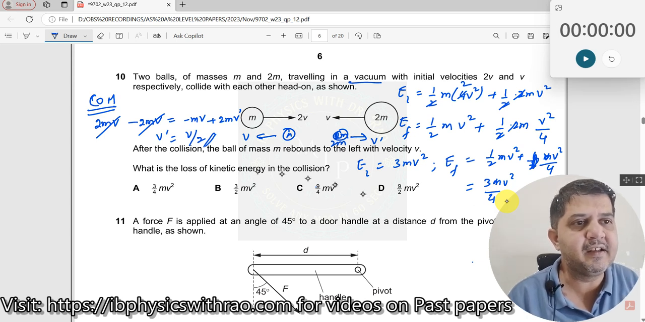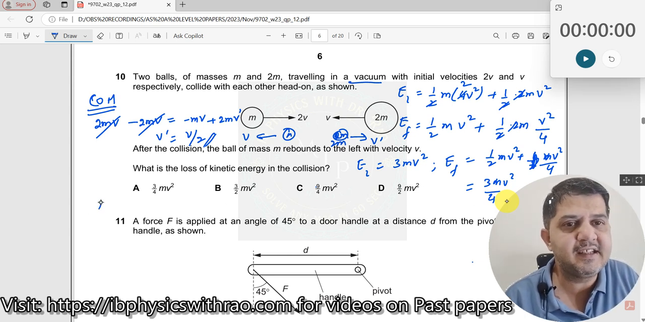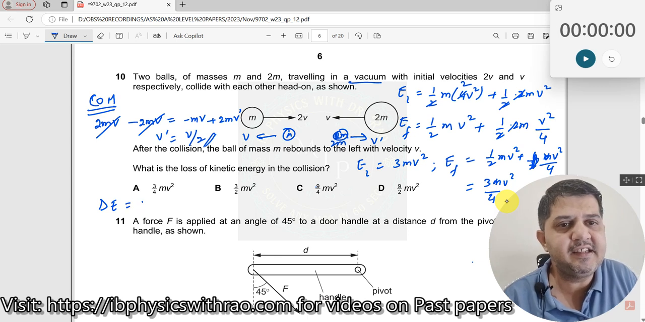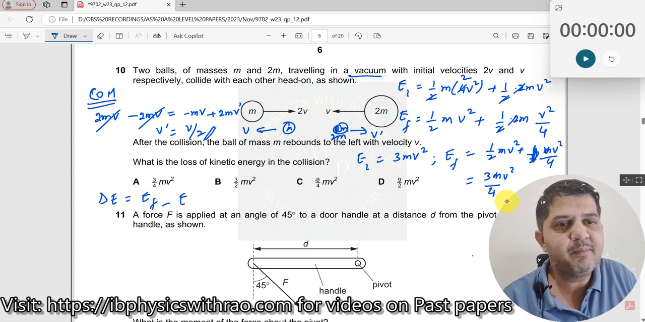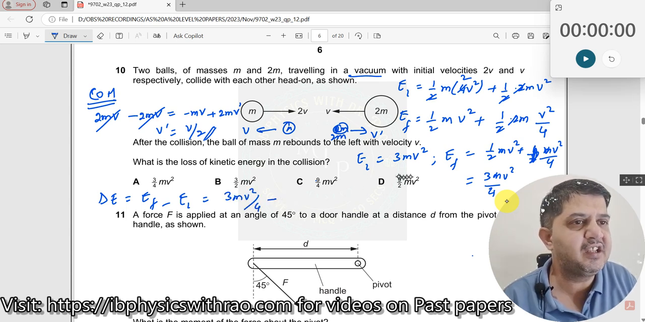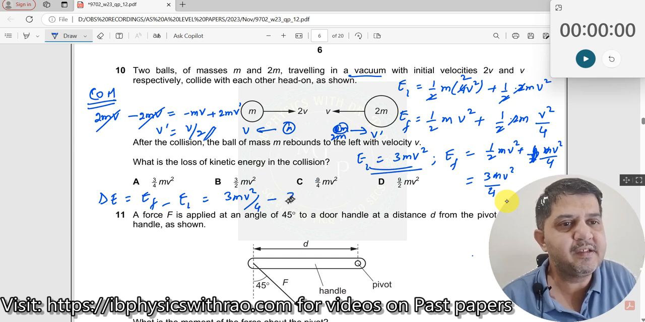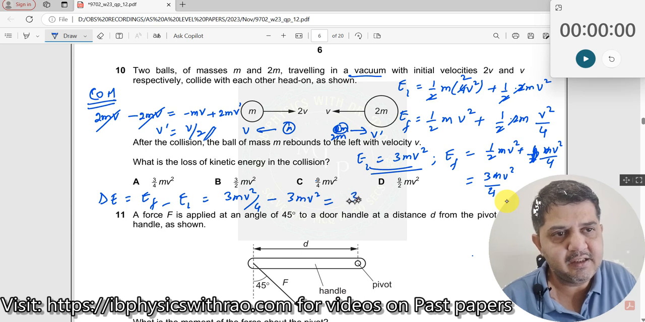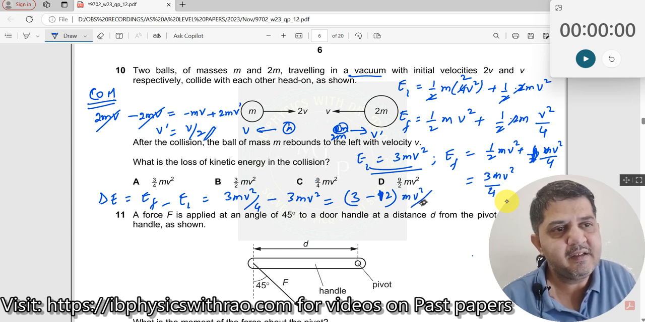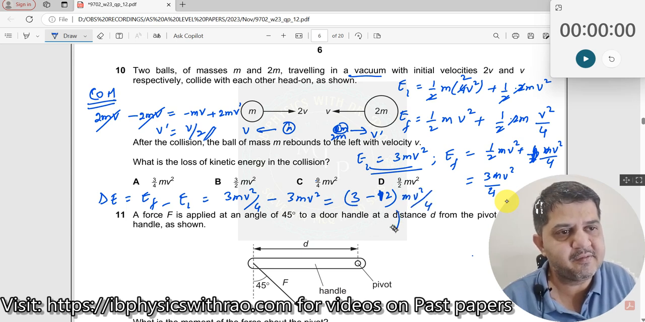Now what do I need? The loss in energy. Delta E is equal to E final minus E initial. That is 3 mv square divided by 4 minus E initial, which is 3 mv square, which is 12 mv square by 4. Take the LCM: 3 minus 12 into mv square by 4. This should be minus 9 mv square by 4.